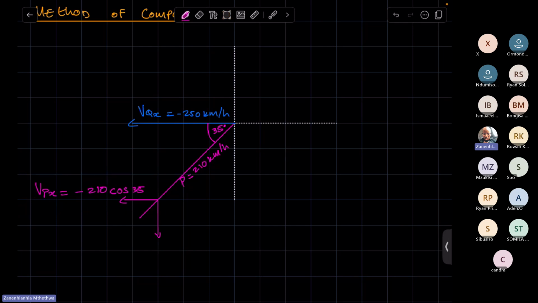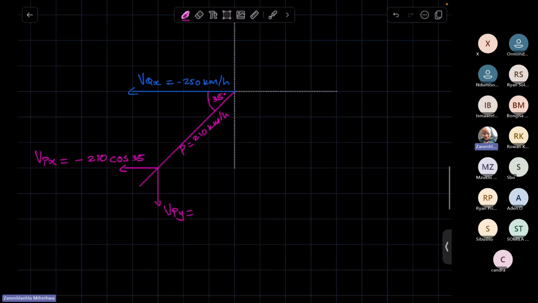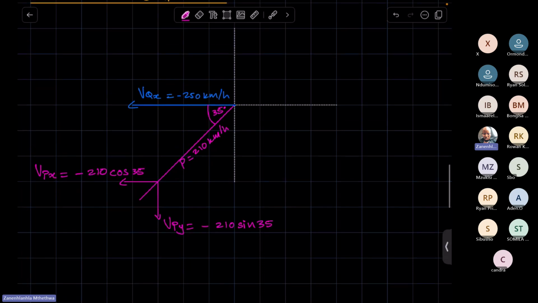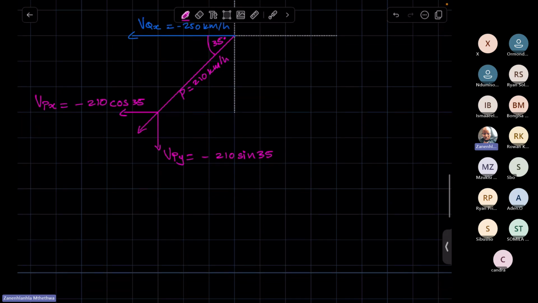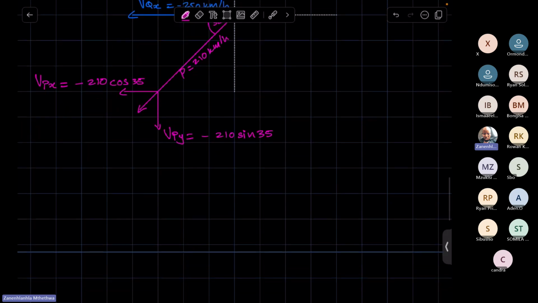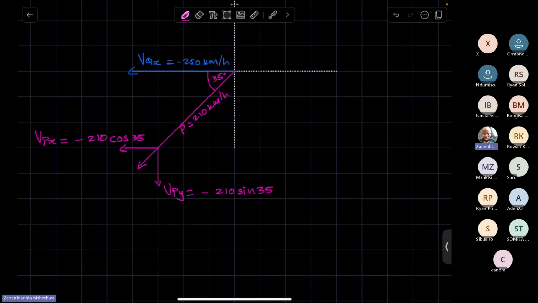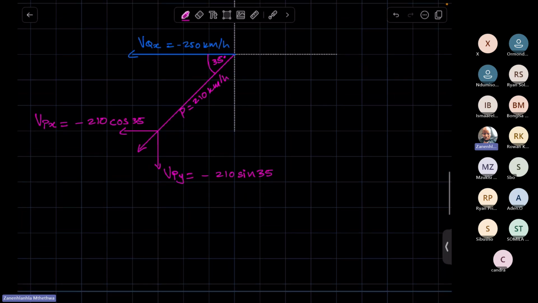And then we have the component of p in the y direction. It is headed south, therefore it is negative 210. Our angle is referenced from the x-axis, hence the y component is in terms of sine 35. Are we clear? Yes, sir. Right. So once you have that, you now can apply conditions of equilibrium because you have vectors that are parallel to the Cartesian plane.